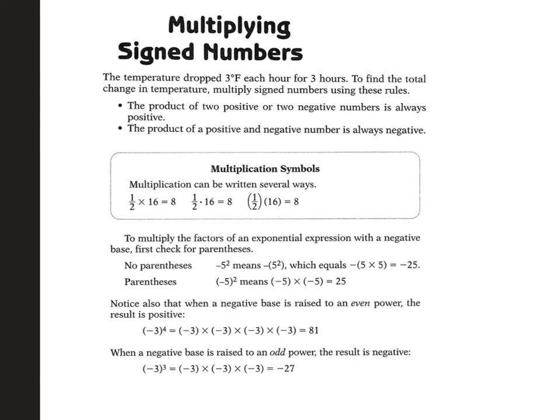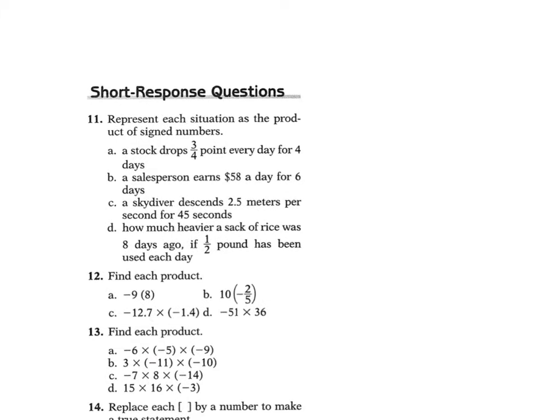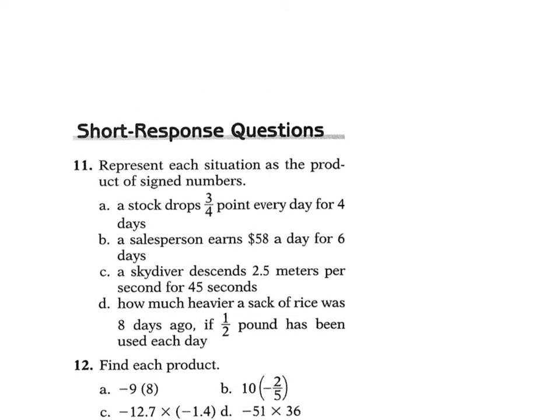So if we look at some examples that are not done for us, for 11, it says represent each situation as the product of signed numbers. A says a stock drops 3/4 point every day for 4 days. So that's -3/4 times 4. B says a salesperson earns $58 a day for 6 days. If he earns $58, that's a positive 58, and then it's times 6 because it's 6 days.